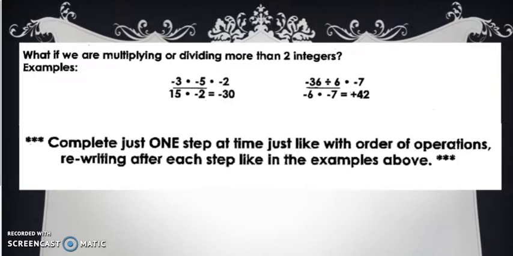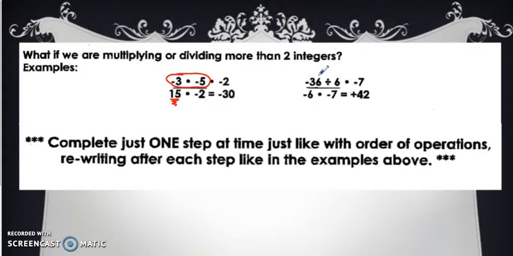If you are multiplying or dividing more than two integers at a time, we can simply look at them as a group. So we first start with negative 3 times negative 5. Two negatives make a positive 15. From there, I just bring down the other multiplication and the other integer. And I complete that math and do 15 times negative 2. Now we have different signs, so our answer is negative 30.